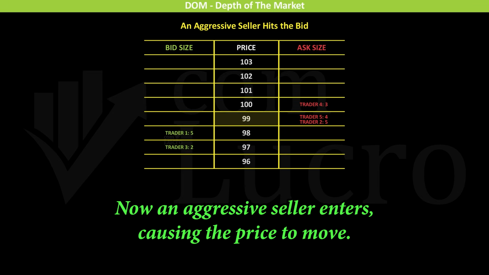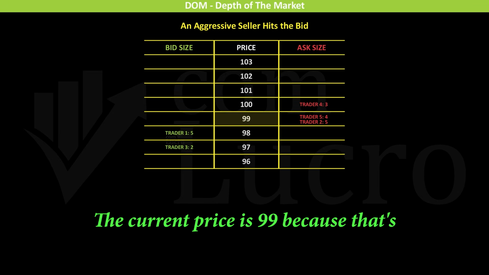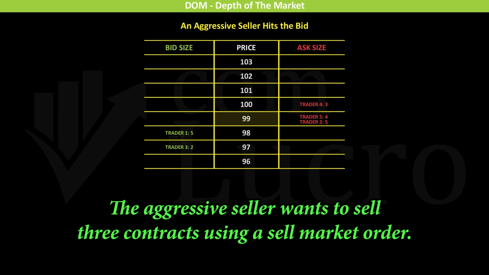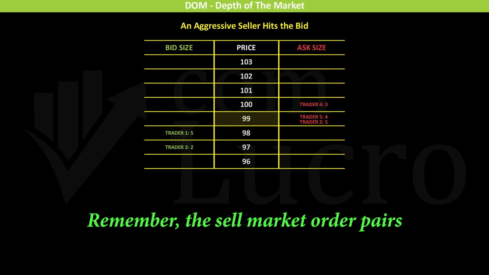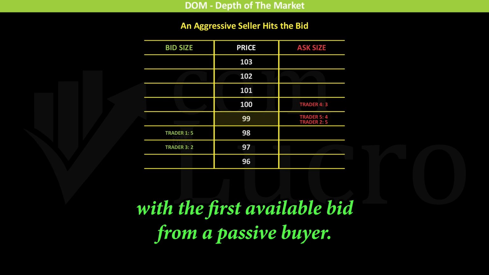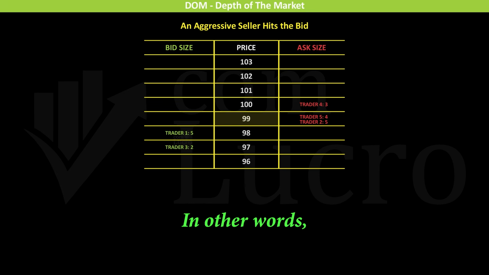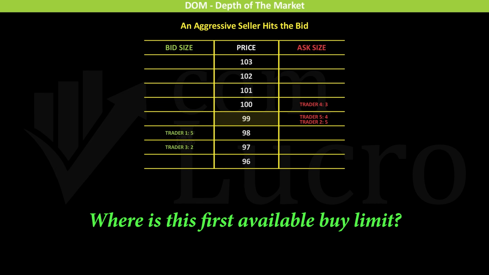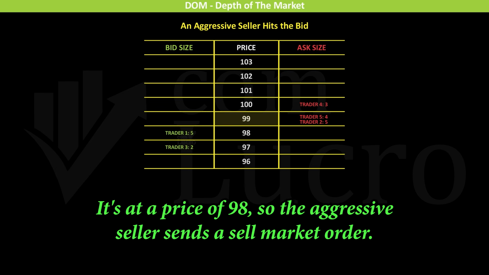Now, an aggressive seller enters, causing the price to move. The current price is 99 because that's the price at which the most recent trade occurred. The aggressive seller wants to sell 3 contracts using a sell market order. Remember, the sell market order pairs with the first available bid from a passive buyer. In other words, it matches with the first available buy limit order on the bid side. Where is this first available buy limit? It's at a price of 98.